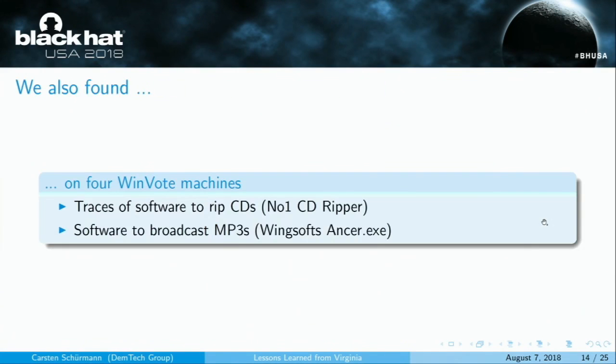When you look further, you see there are traces of ripping software. On 4 of my machines, not all of them, there was software installed to broadcast MPEG-3s. When I first looked at my machine, I said, hey, that's weird. Did somebody really use the voting machine to rip MPEG-3s in 2004? That's really bizarre. And then broadcast it to the internet, that's even weirder.